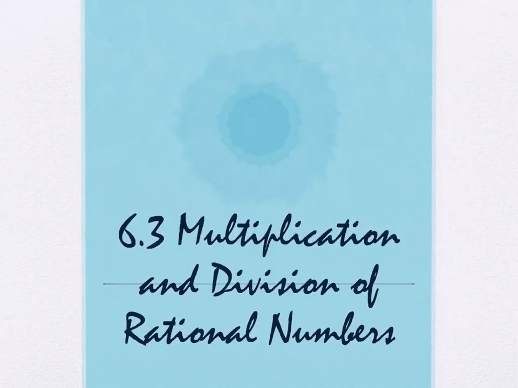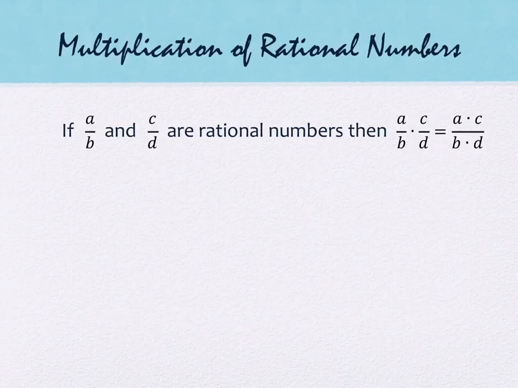Okay, so in section 6.2, we looked at addition and subtraction of rational numbers. And the truth is that addition and subtraction is far more challenging than multiplication and division. Multiplication and division of rational numbers is a lot easier to work with. So we're going to take a look at what it means to do multiplication and division, specifically multiplication first. And then we're going to draw a picture of what it means as well.